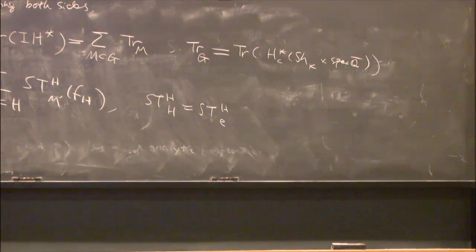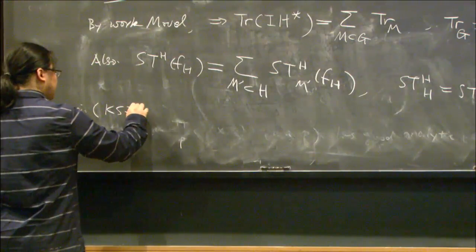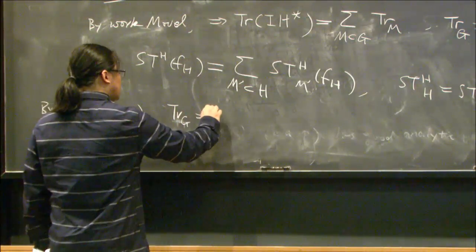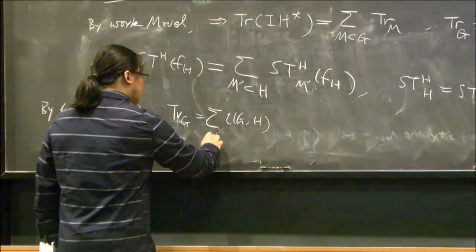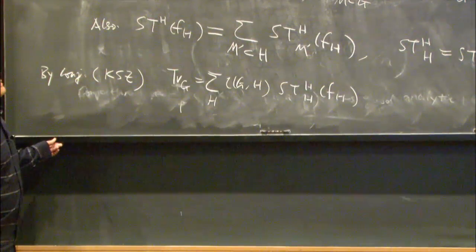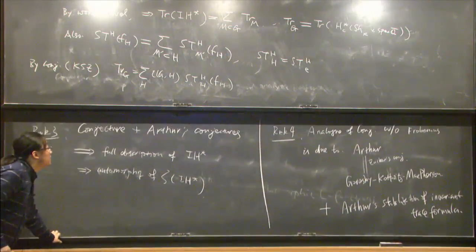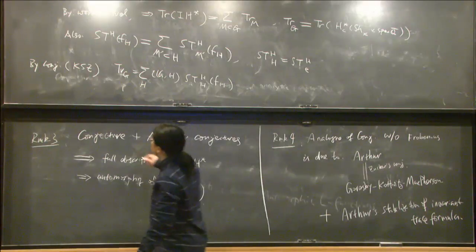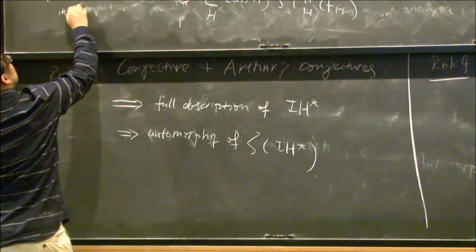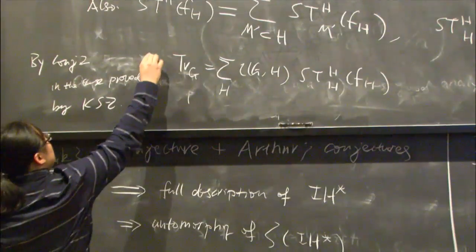So by conjecture 2, for the case proved by Kisin, Shin, and myself, we know that this trace_G is equal to a sum of ι_{GH} ST^H_H(f_H). So we already know that the leading terms of both sides agree.